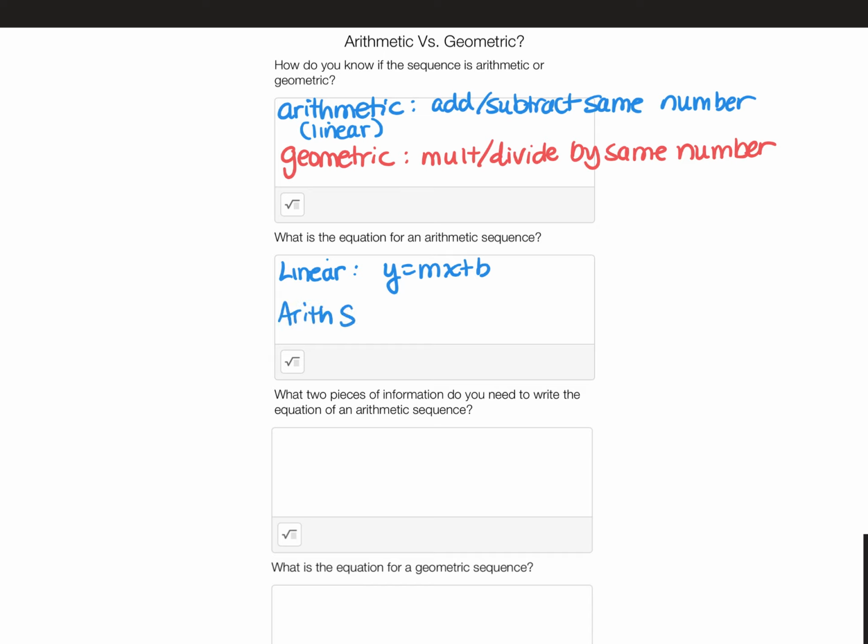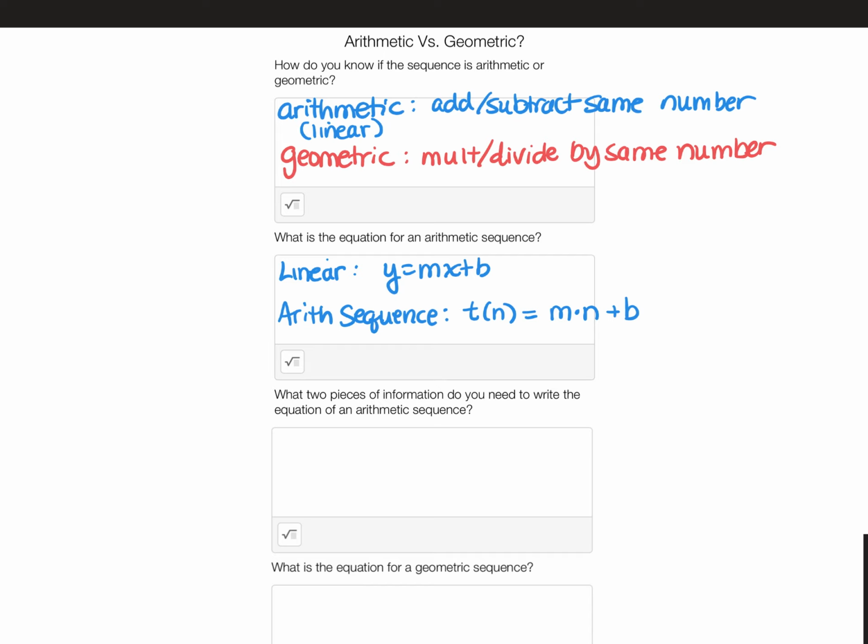We want to change the notation just slightly so that we can tell if we're talking about a sequence versus a linear function. So for our sequence, we saw in this presentation that we were using t of n instead of y and n instead of x. So it's just a slight shift from our linear function to our arithmetic sequence.